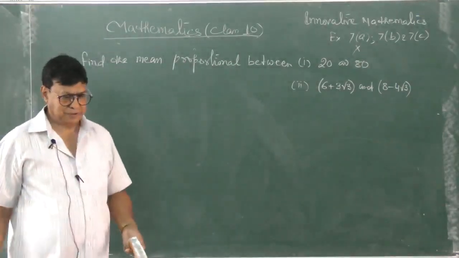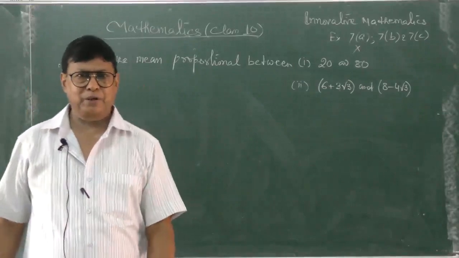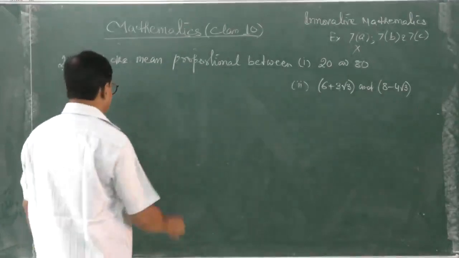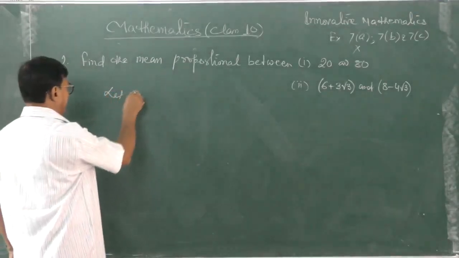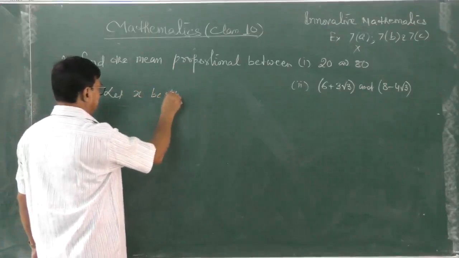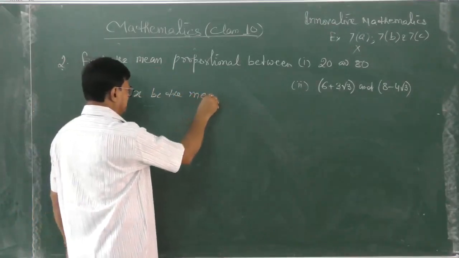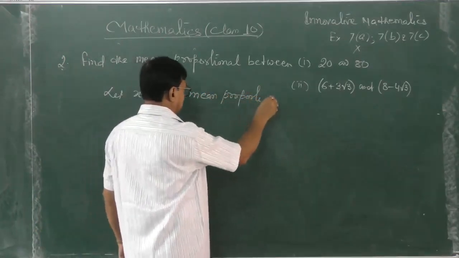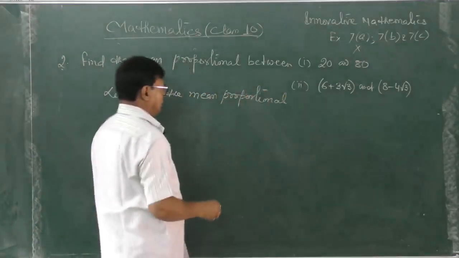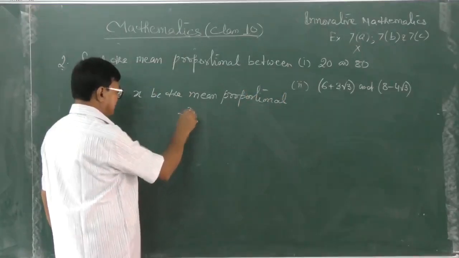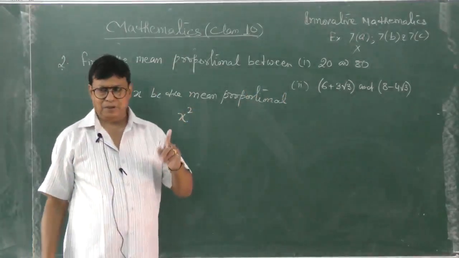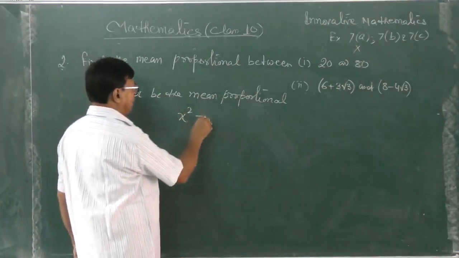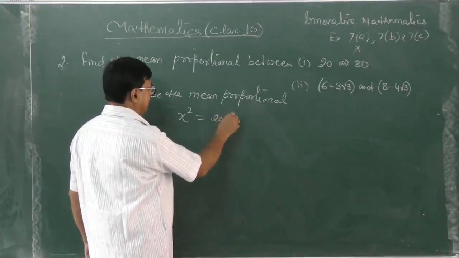Well, the next question says find the mean proportion. Now, find the mean means the first and the last is given, right? The two extremes are given. So let x be the mean proportion. So the square of x, I said, in A, B, B, D, B square equal to AD. So square of x is equal to the product of the two extremes, that is this.